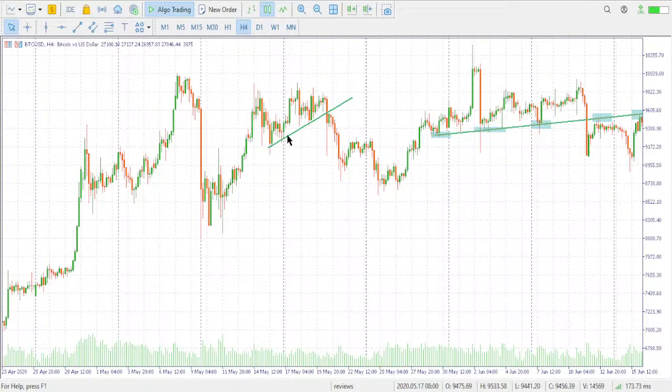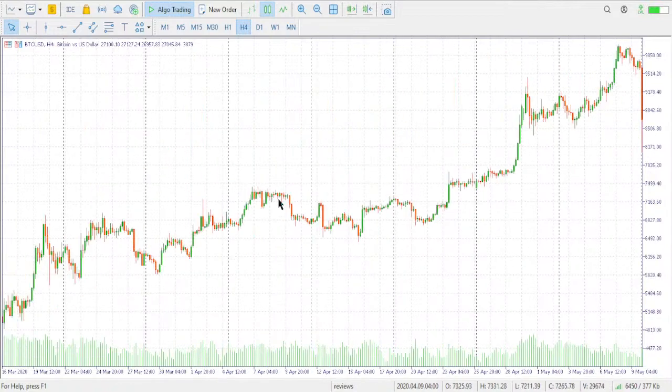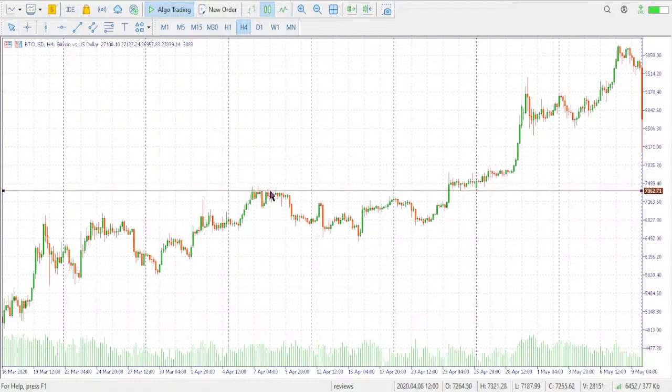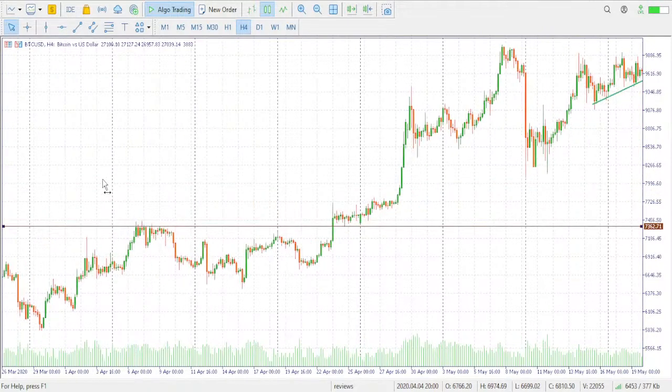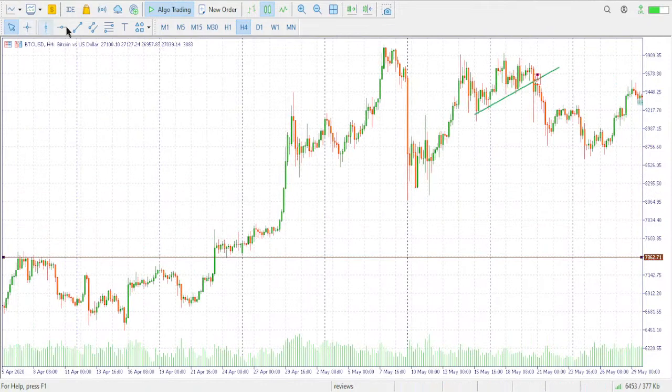So we have a support, we have a support, we have a support, there is a break, we have a resistance. So this right here could have been the best place to look for a sell from. So there is a good example of a resistance being broken, becomes a good support and a good place to look for a buy from.